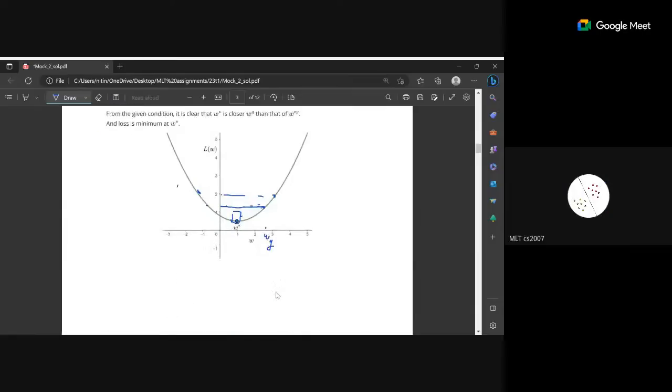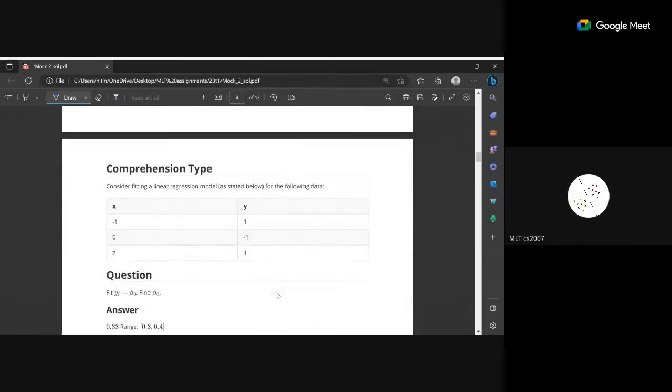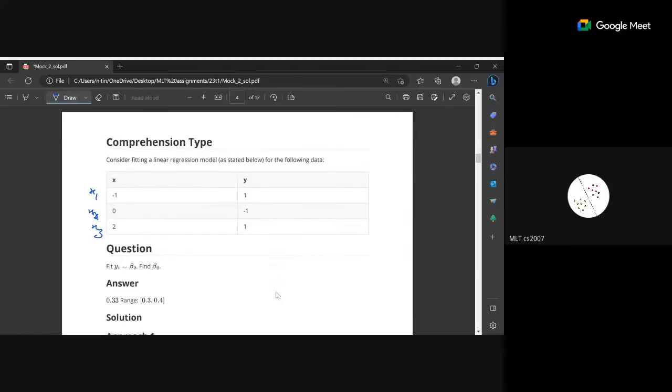Okay, let's move to the next question. Here you have been given a one-dimensional data set where you have three data points x1, x2, and x3, and only one feature. The labels are 1, minus 1, and 1. Now you have to fit the model. The first question is you have to fit the constant model. How will you do this question?